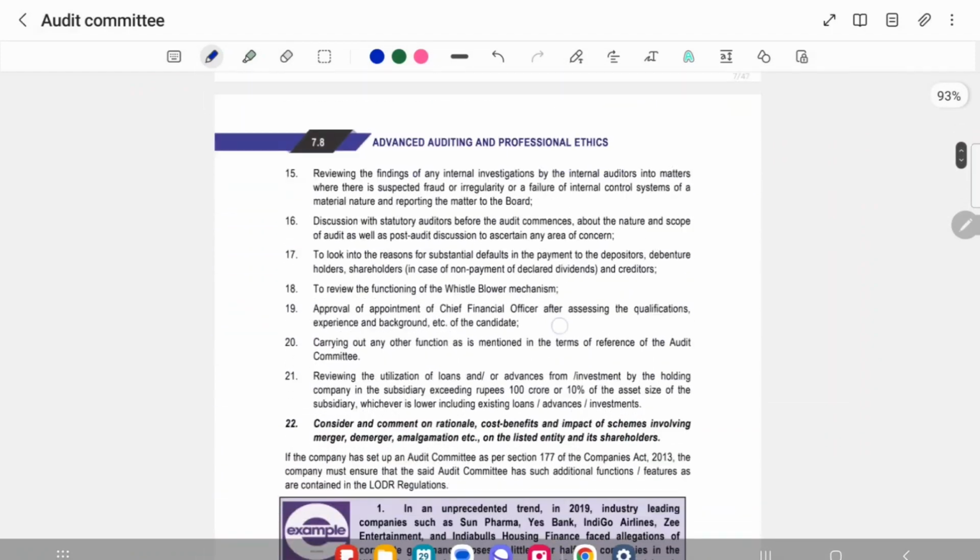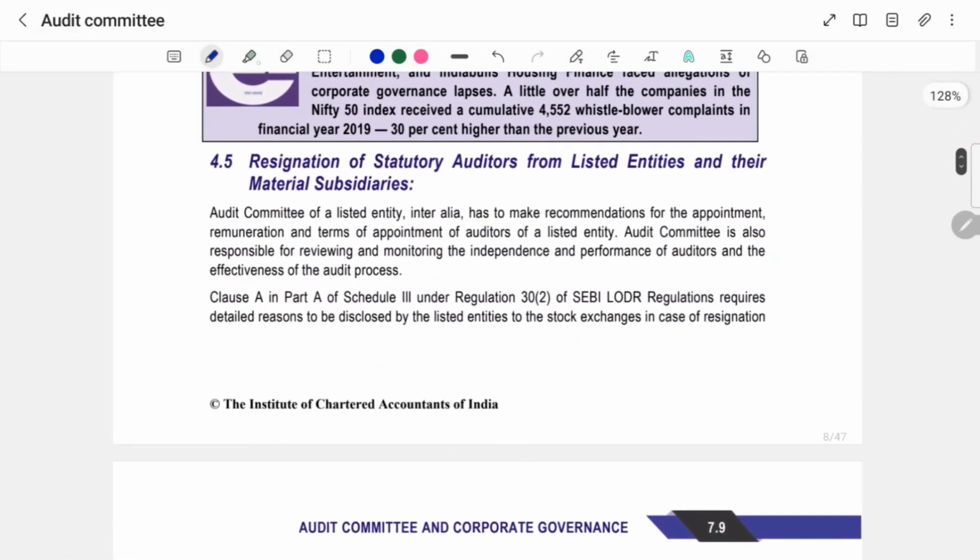Now if we come to the next topic, it is resignation. So this topic is also important for MCQ perspective. Resignation of statutory auditors from listed entities and their material subsidiaries. So again, this is important.